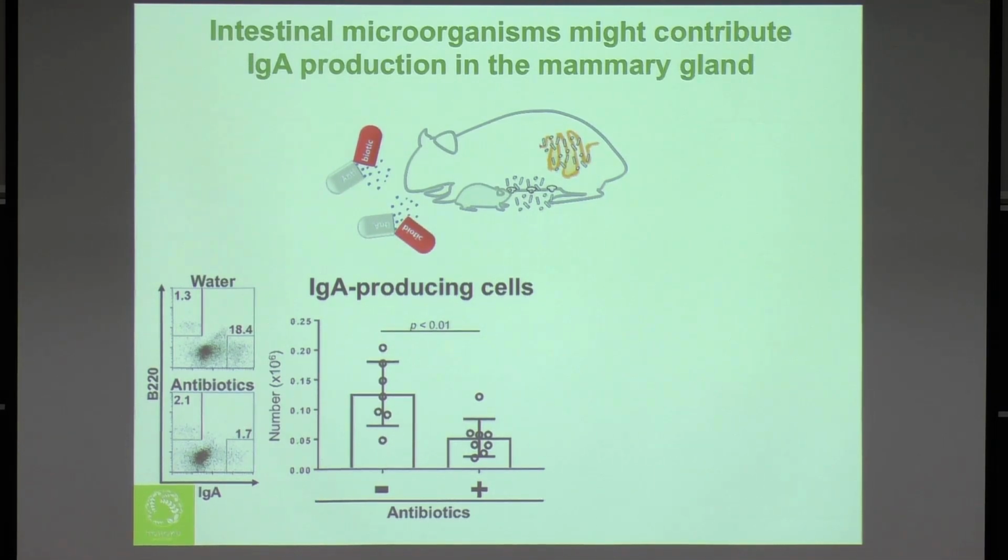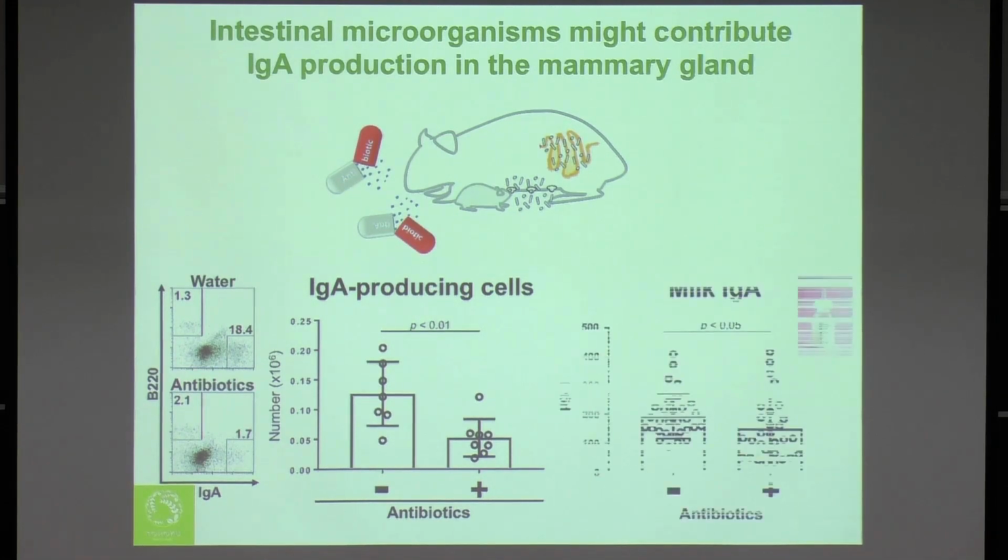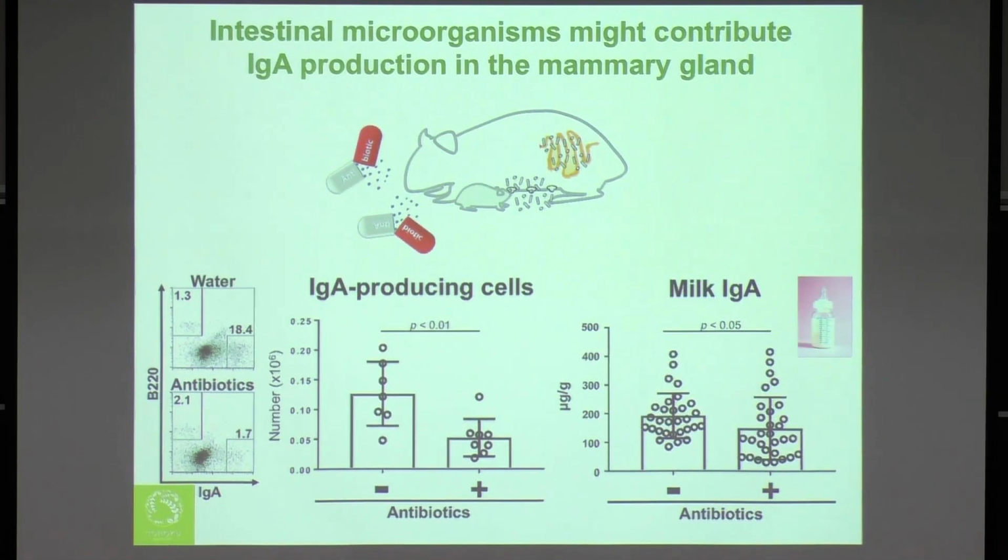And then, consistent with the number of IgA-producing plasma cells in the mammary gland, when you take the milk and perform ELISA analysis in order to look at the amount of IgA in milk, you can also see the difference between the two groups, suggesting that the intestinal microflora might contribute to IgA production in the mammary gland.